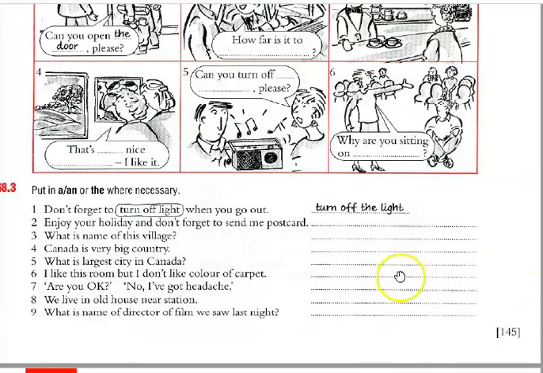And then the last one. Put in a, an, or the where necessary. So, for example, don't forget to turn off light when you go out. Okay, this is wrong. Don't forget to turn off the light.